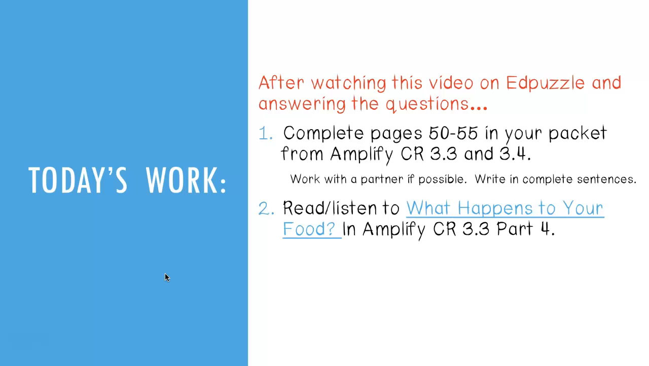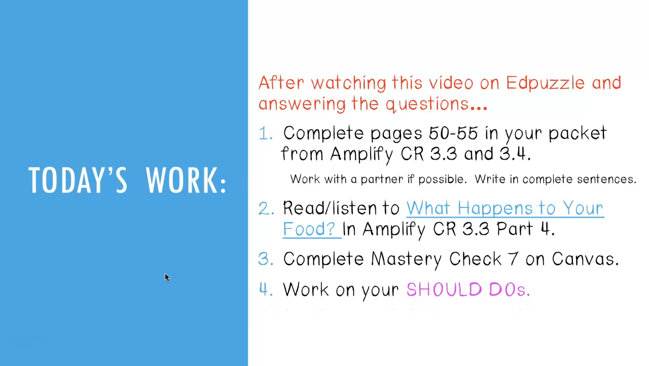When you're done with your written work in the book, you will go to Amplify CR 3.3 Part 4 and listen and read along to what happens to your food. And then number 3, complete the Mastery Check 7 on Canvas. Come up to the front Mastery Check table to do that. And then when you're done with that, you will work on your should-dos.